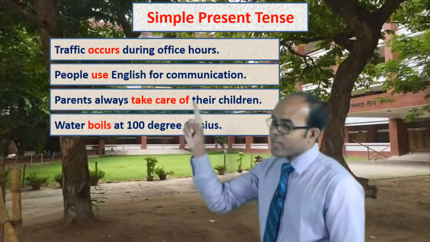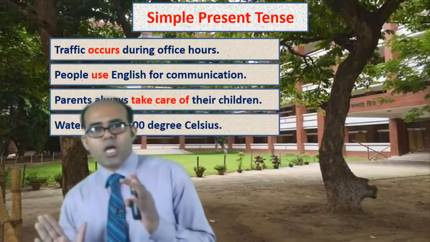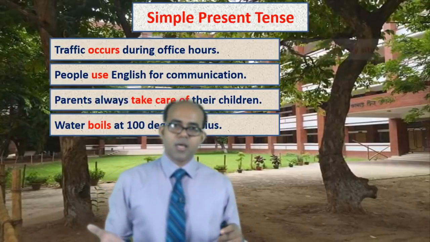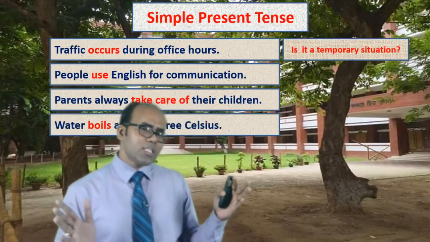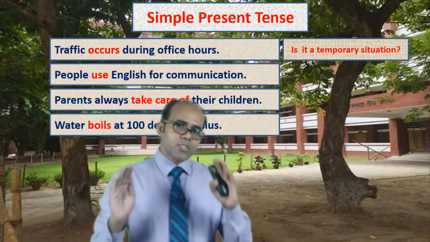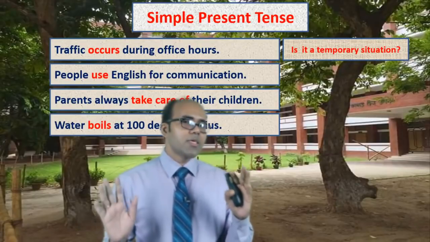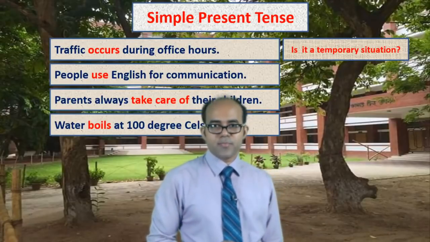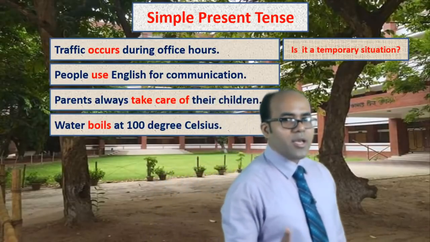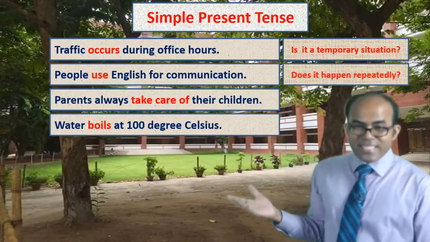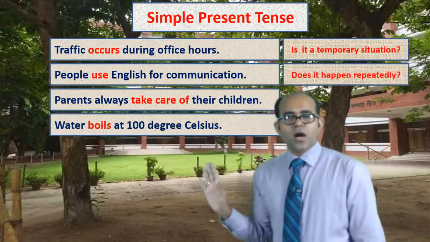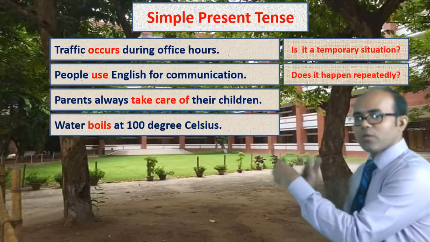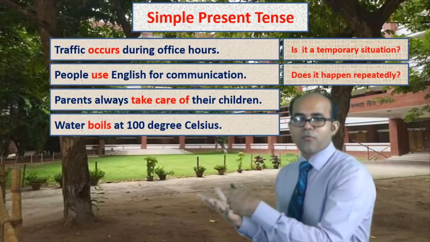First question for first sentence. When I say traffic occurs during office hours, dear learners, is it a temporary situation? Does it happen all the time? Yes. So it is no more a temporary situation. Number 2, people use English for communication. Isn't it a repeated action? Or does it happen repeatedly? The answer will be yes. People use English repeatedly, frequently, every day, for all the purposes.